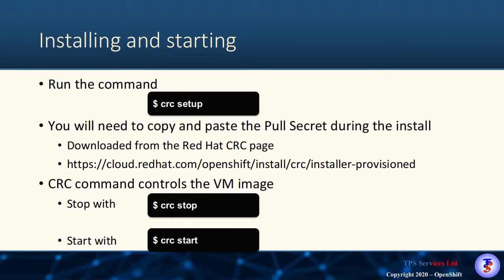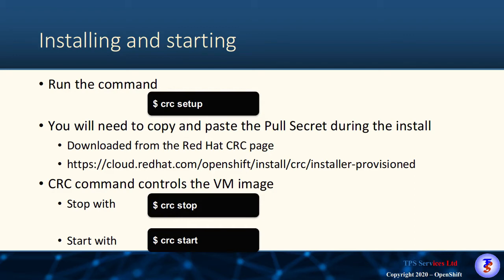Now we have the file. For Linux systems, you simply run crc setup to extract the virtual machine image and have it install dependent software and add the relevant host names to your local system. The setup will ask you to copy and paste the contents of the pull secret file into a prompt. If you didn't download the file, simply log back into your Red Hat developer account and go to the CRC page for running OpenShift on your laptop and click copy pull secret.